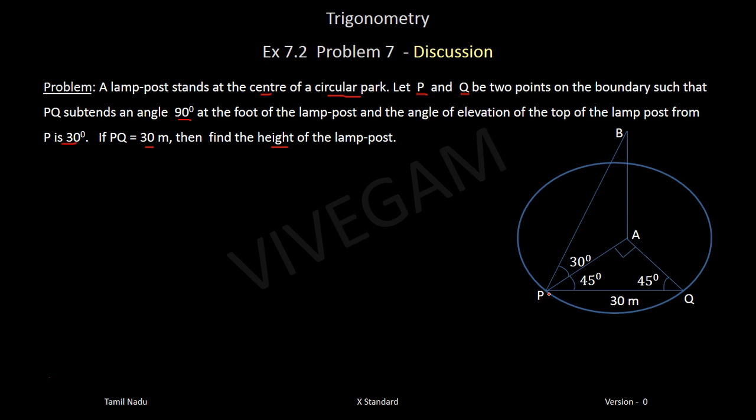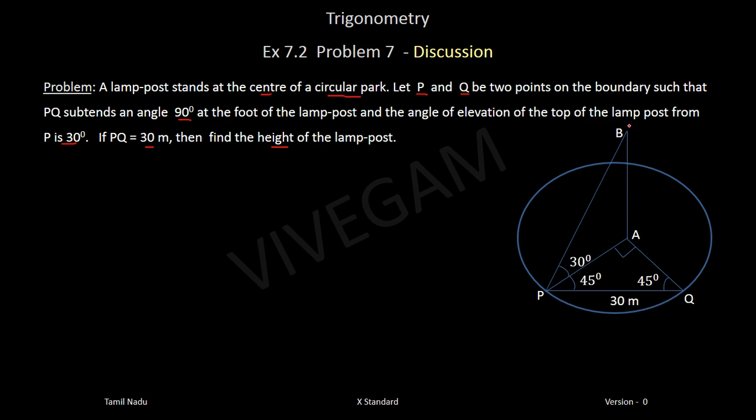Now from P you look at the top of the lamp post, and it gives an angle of inclination of 30 degrees. Sorry, angle of elevation of 30 degrees. From here, if you look up to the top of the lamp post, you get 30 degrees. So the angle of elevation is 30 degrees. Right, and they're given PQ is 30 meters, and we're asked to find the height of the lamp post.